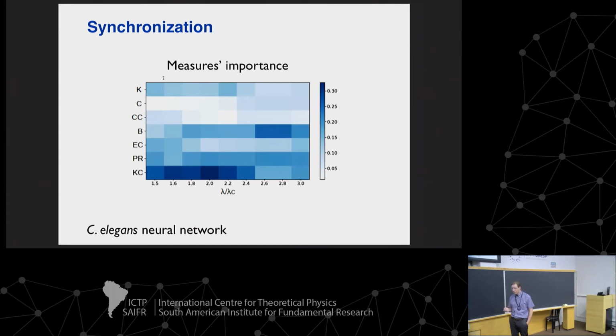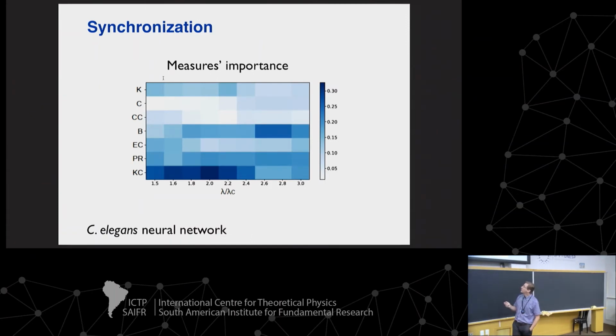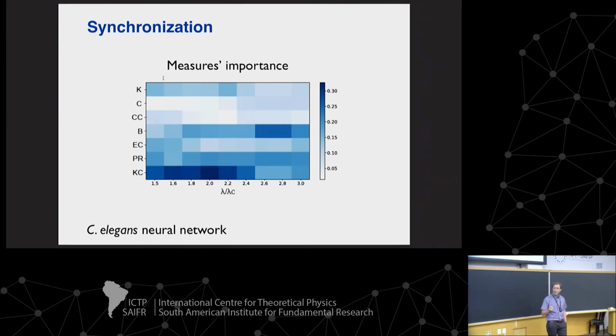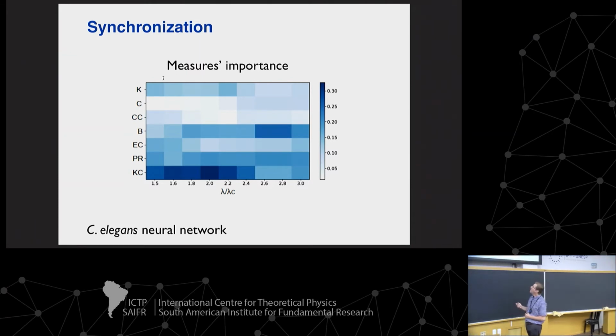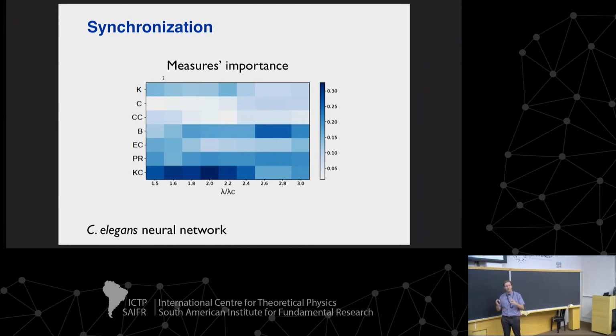And also, we can try to identify the most important measures for synchronization. Here you can see that if you change the coupling, the importance of measures will change. For instance, for small coupling, the most important one is the k-core, so most of the interactions will be local. But if you increase the coupling, we can see that betweenness centrality will be the most important one. So it's the influence of network properties depending on the coupling.